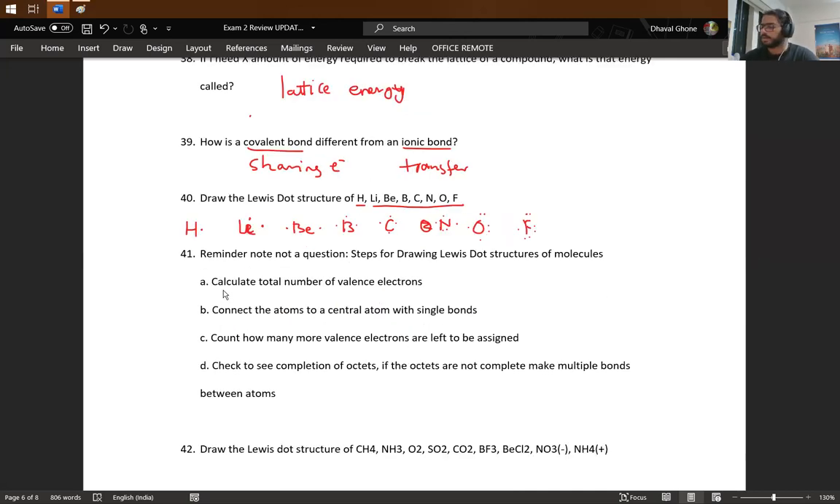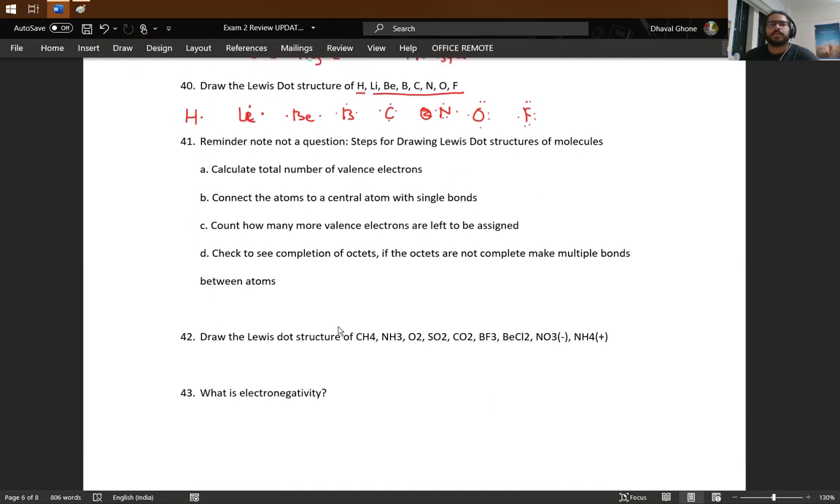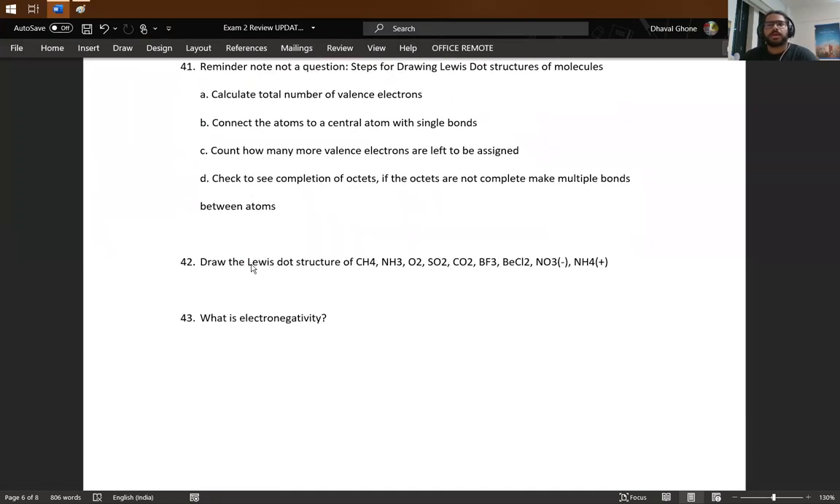Question 41. It's a reminder note, not a question. It says steps for drawing Lewis dot structures of molecules. So these are the steps you'll use to draw molecules. Let's start with an example so you can go back and see how to do it. Draw the Lewis dot structure for CH4, NH3, O2, and all of these.